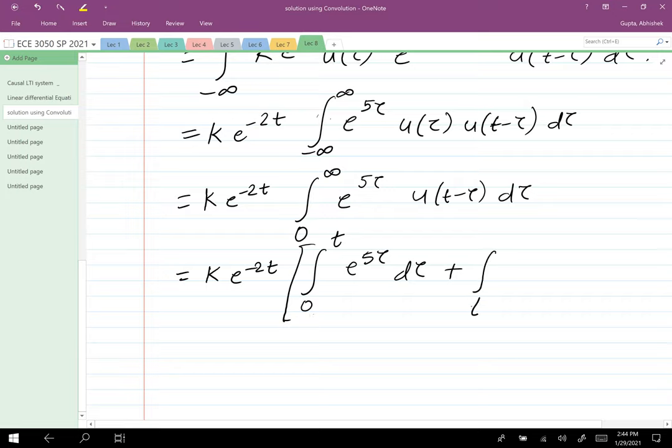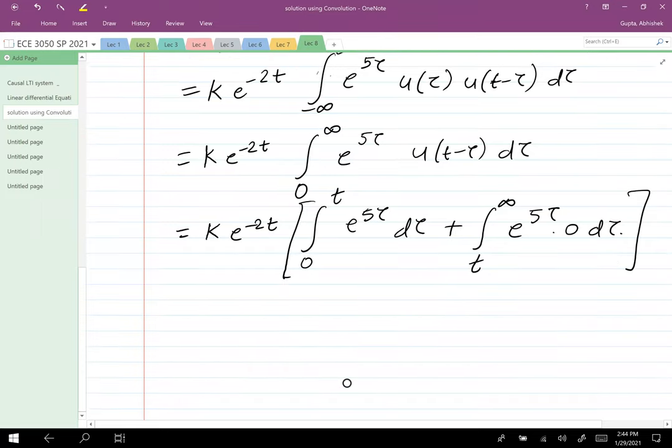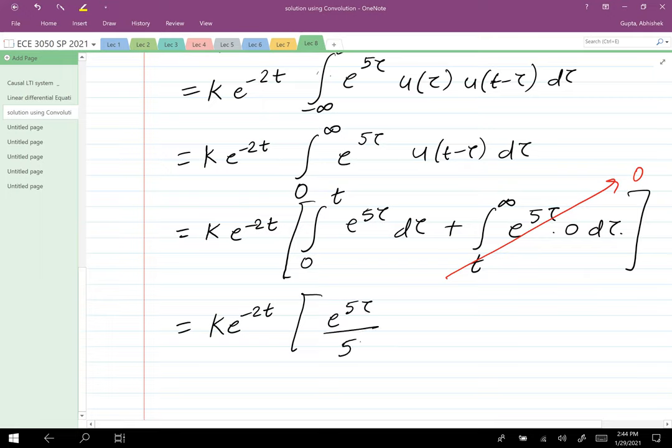Yeah. The integral from t to infinity of e raised to 5 tau multiplied by 0 d tau. Okay, so this term is basically zero. And so, thanks to your colleagues, I'm in a better position. I know how to integrate e raised to 5 tau. It's e raised to 5 tau over 5, and the limits are 0 and t.